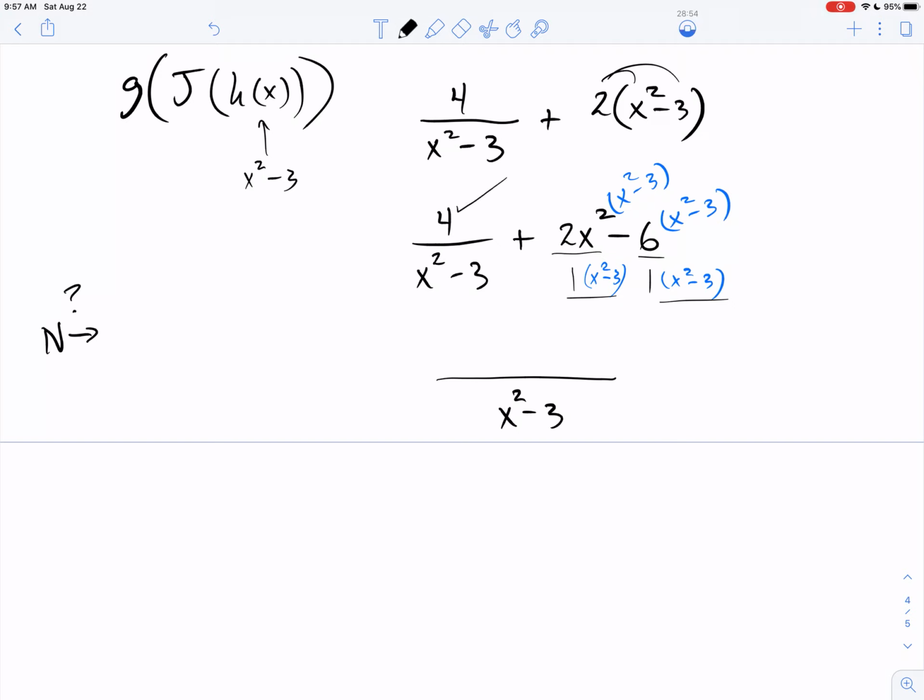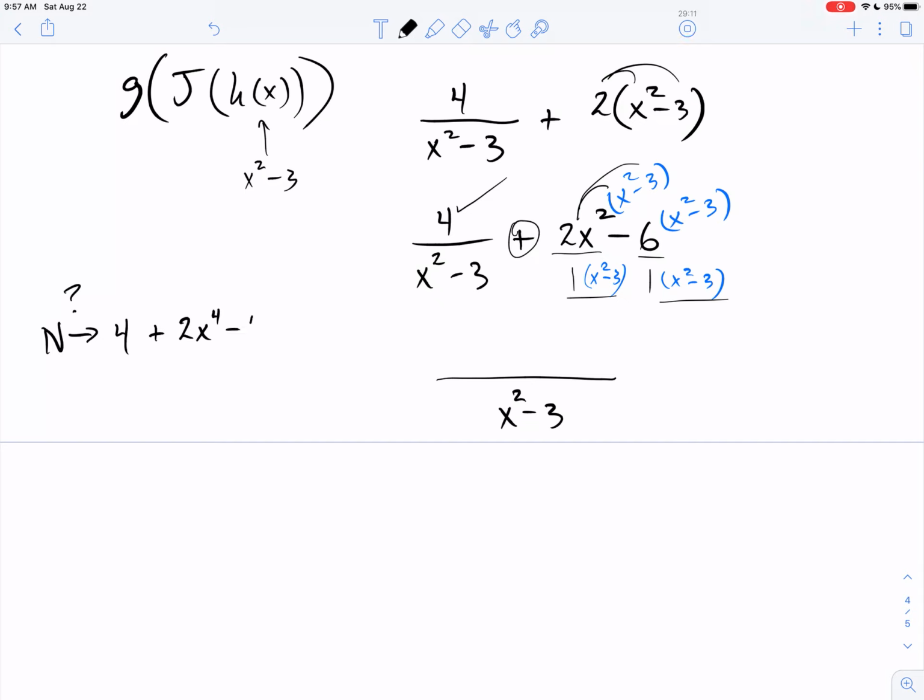Well, I have a 4. And then I have plus 2x squared times this. Oh, so I'm going to end up with 2x to the 4th. You guessed it. 2x squared times x squared is 2x to the 4th.